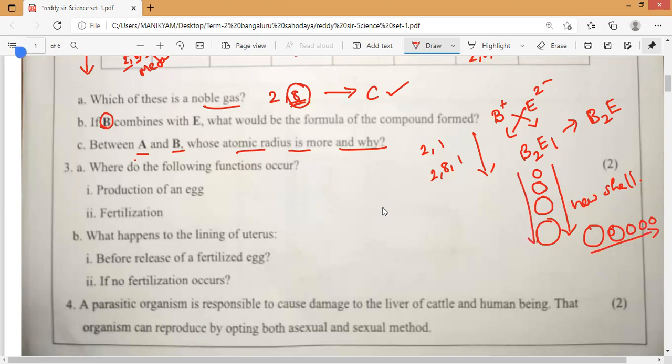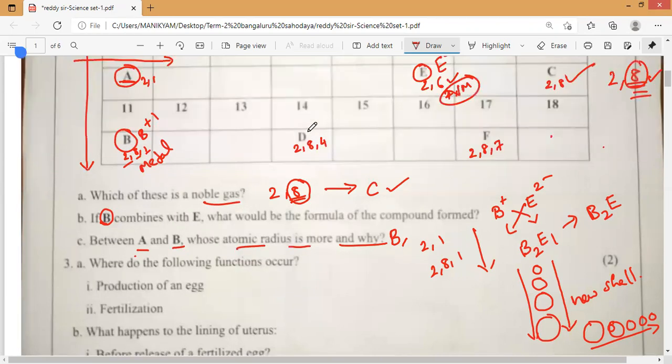So between A and B, whose atomic radius is more? The atomic radius of B is more, because if you keep on going down, the number of shells keeps on increasing. Due to that, going in groups from top to bottom, the size of the atoms keeps on increasing. That is why we can easily remove the electron and the reactivity keeps on increasing. Yes or no? But in metals only, because A and B are metals. That is the reason I am saying here.